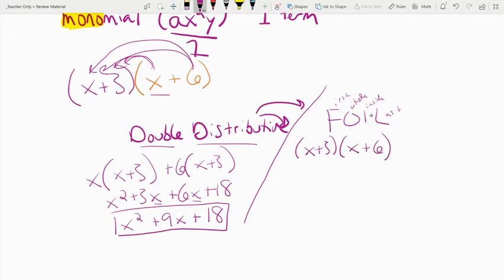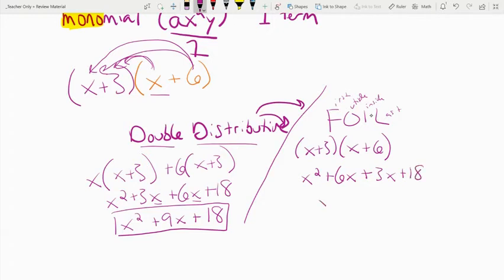X times x gives us x squared. That's the first terms. Then my outside terms, x is an outside term, and 6 is an outside term. I multiply those. 6 times x is 6x, plus now I multiply my inside terms. 3 times x is 3x. And then my last terms, 3 times 6, 18.